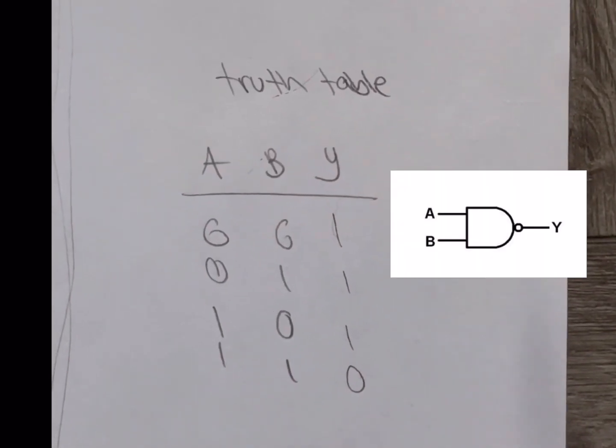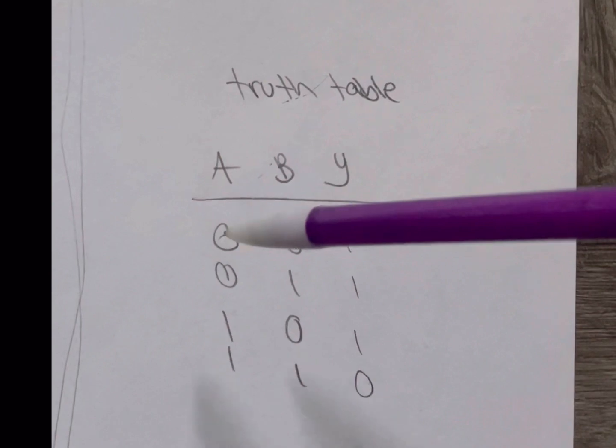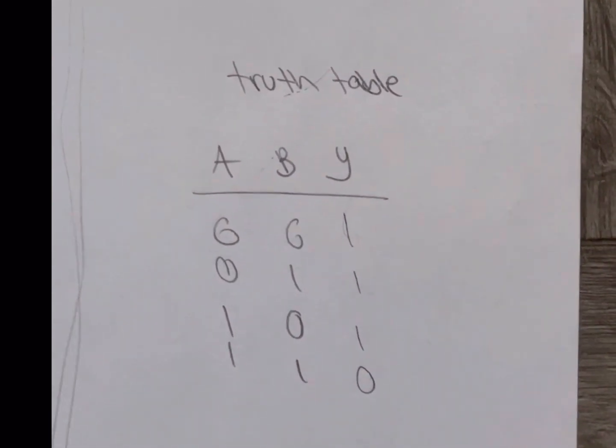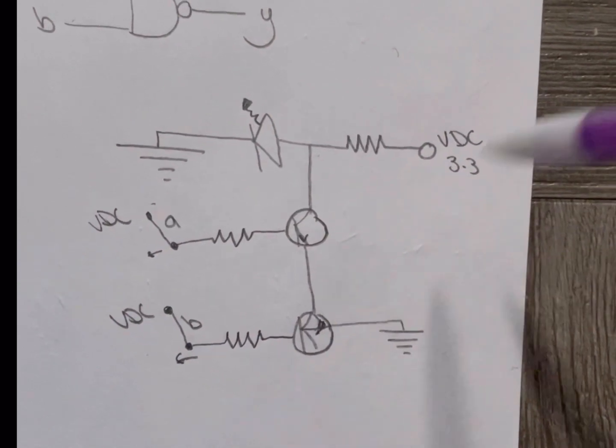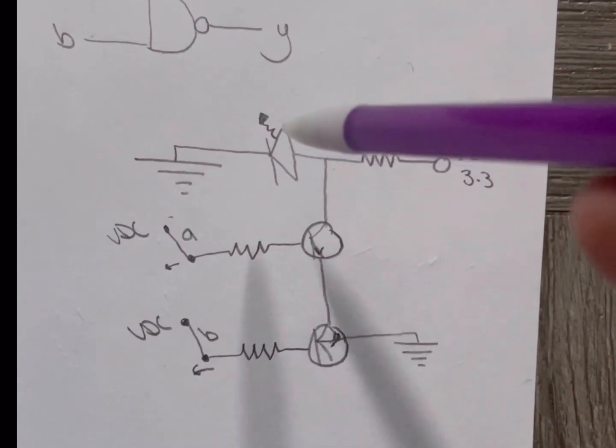Next, we have the NAND gate. The NAND gate produces an output when none or only one of the inputs are on. Next, we have the schematic. When neither of the NPN transistors are on, voltage passes through the resistor, turning on the LED.